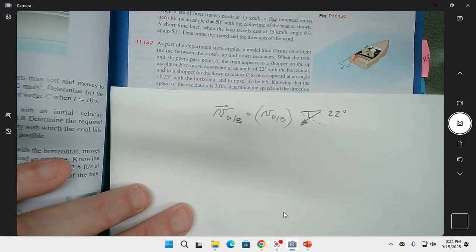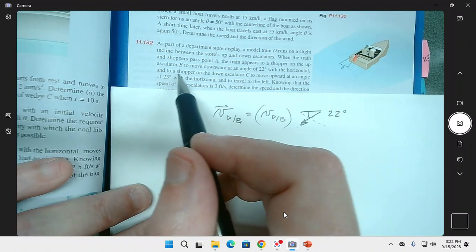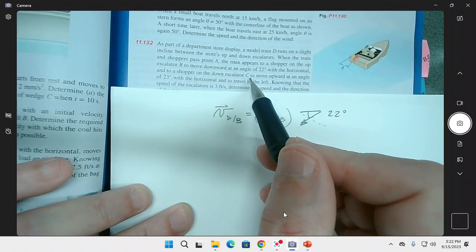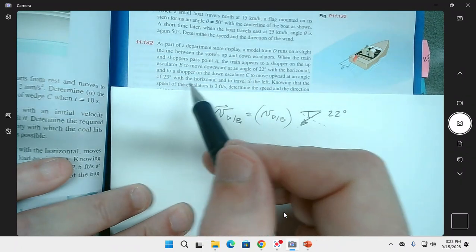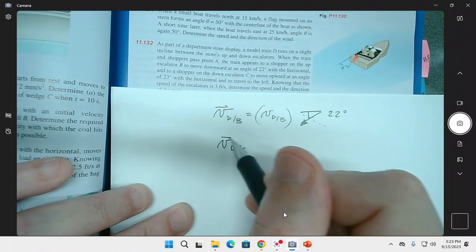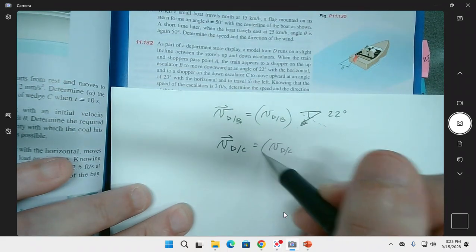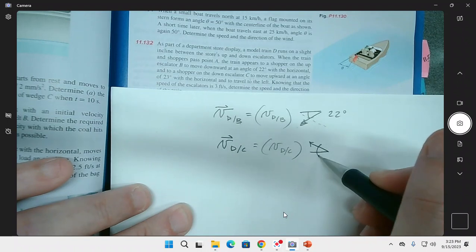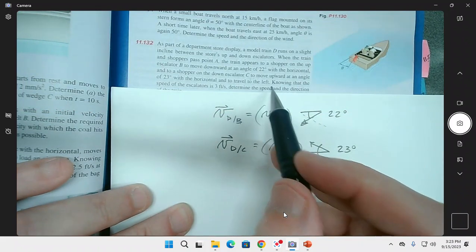The next is with horizontal, and to a shopper on the C. So she is going to be C. It's going to be doing an upward angle of 23 degrees. So VD with respect to C is going to be going this way, I believe, of 23 degrees and to the left.